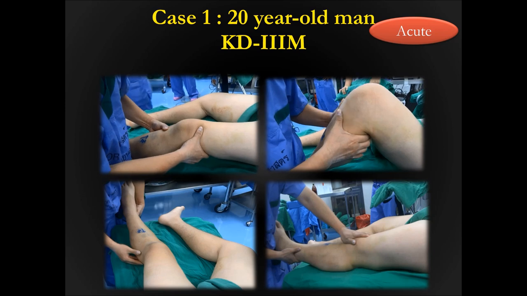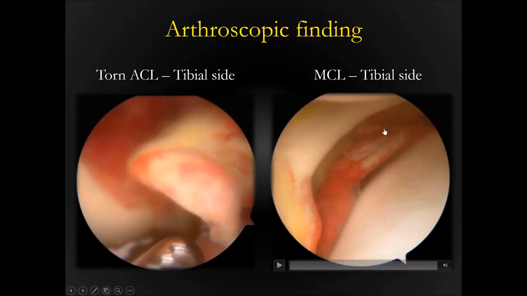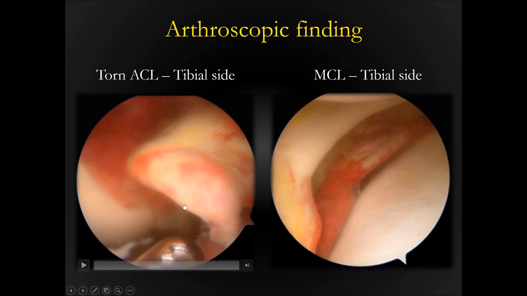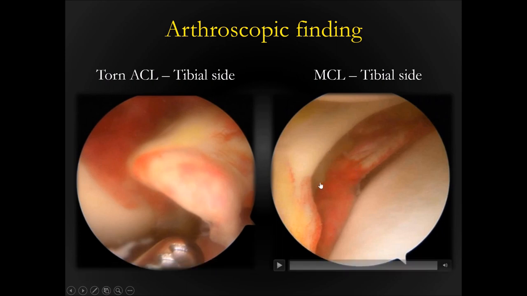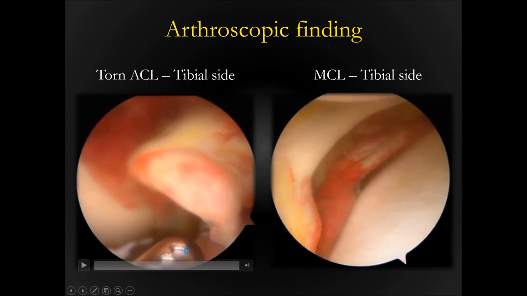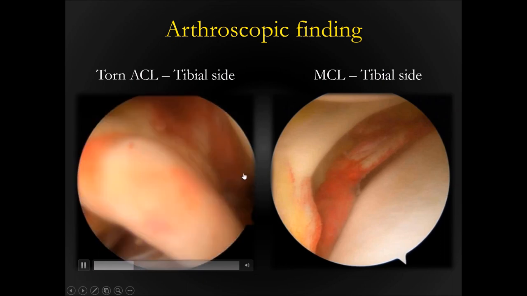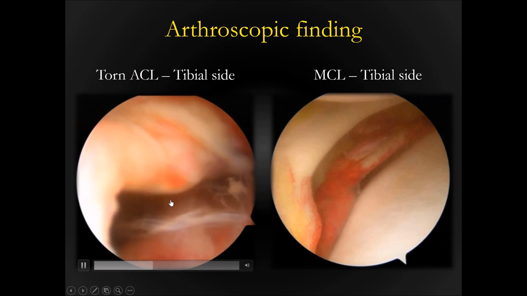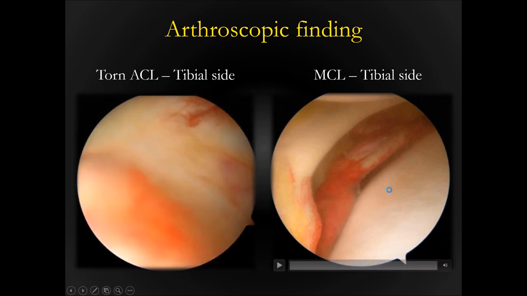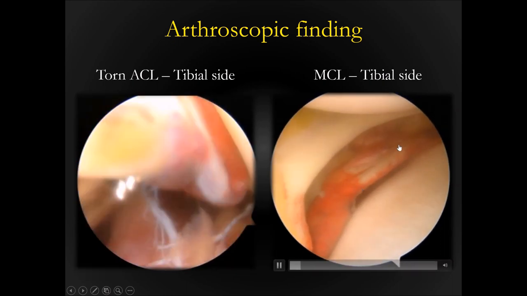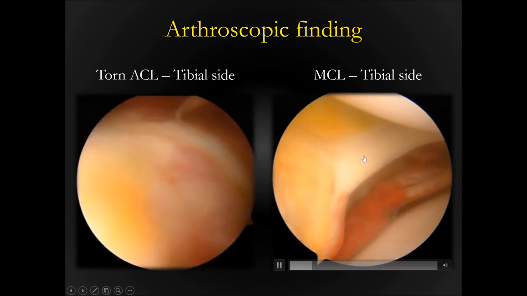Okay, testing. Also, this patient has the collateral ligament torn on the medial side, that is the MCL, right? This is the meniscus. The MCL was trapped into the joint. I told you that most of the time, this is the ACL, okay? The ACL is torn from the tibia, and also the MCL. The MCL is torn from the tibia, so this is the meniscus, the femur.